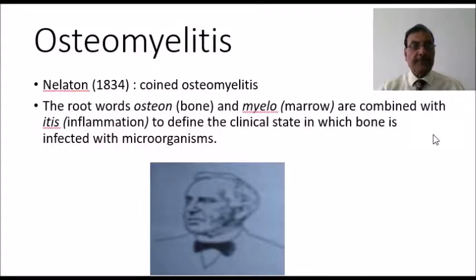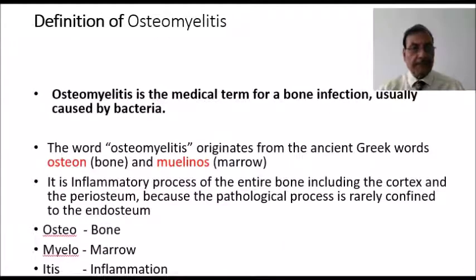So what is the definition of osteomyelitis? Osteomyelitis is a medical term for bone infection, and it is usually used when there is infection by bacteria. Remember the same words, osteon, myelo, with itis. It is an inflammatory process of the entire bone, not only the cortex and the marrow, it also involves the periosteum.